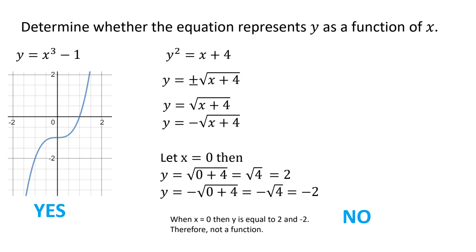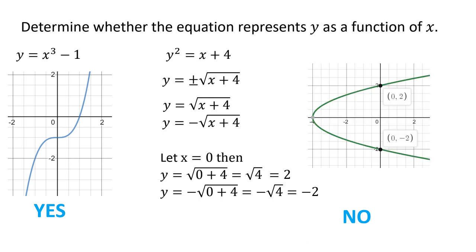Okay. So just if you're curious, since I'm getting 2 answers for y, this is not a function, and the graph looks like this. It's going to fail the vertical line test. So when x is 0, it gave us 2 answers. That's why it's not a function.